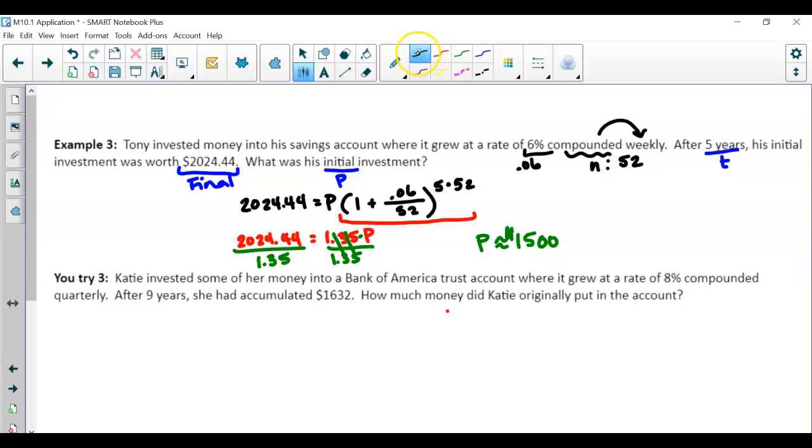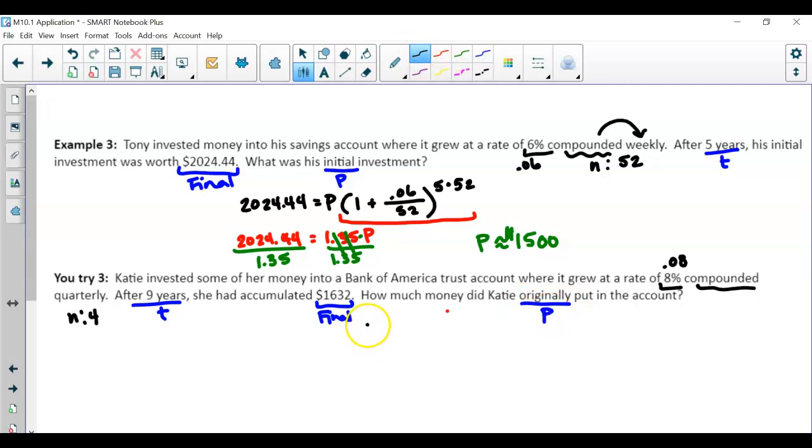And here we go. So Katie invested some of her money into an account that grew at that rate of 8%, 0.08, compounded quarterly, where N represents 4. After 9 years, so here's our T, she accumulated, so this is the final amount, $1,632. How much money did she originally put? So again, you're looking for P.